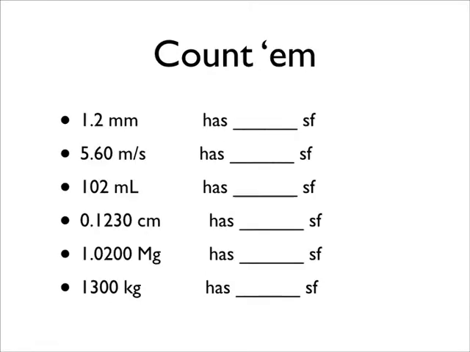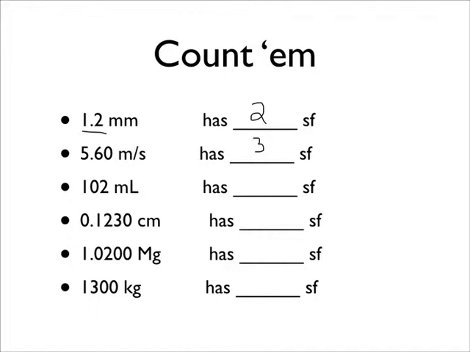So let's count a few sig figs in a measurement. This first one, we have 1.2 millimeters. We've got 2 non-zero digits. There are no zeros, so this must have, that's right, 2 significant figures. What about 5.60 meters per second? Well, we've got 2 non-zero digits, so we know we've got at least 2 sig figs. And we've got a 0 that comes at the end of a number. That's a trailing 0. Now, what do we know about trailing zeros? They're significant if and only if there's a decimal point. Is there a decimal point? Yeah, so it's significant. So this one has 3 sig figs.